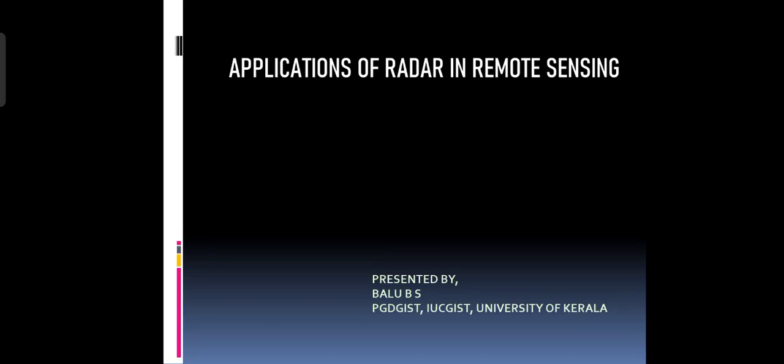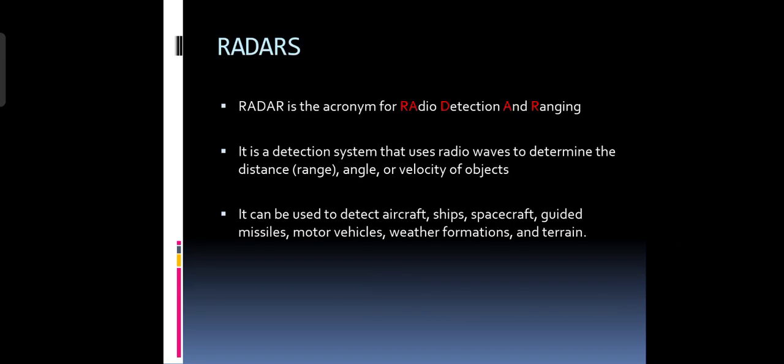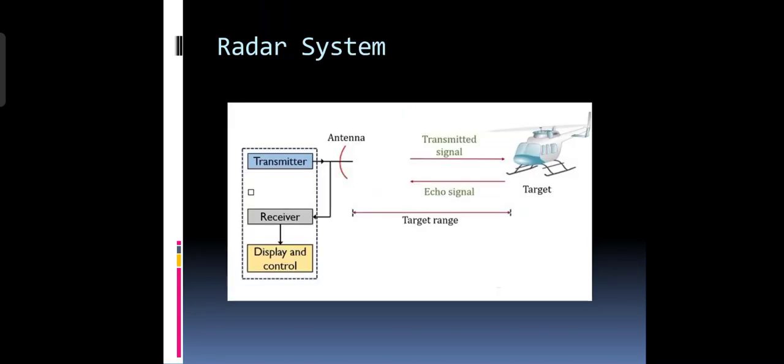Hi everyone, we are here to discuss the applications of radar in remote sensing. Now, what is radar? Radar is the acronym for radio detection and ranging, and it is a detection system that uses radio waves or microwaves to determine the distance or range, angle or velocity of objects. It can be used to detect aircraft, ships, spacecraft, guided missiles, motor vehicles, weather formations, and terrain.